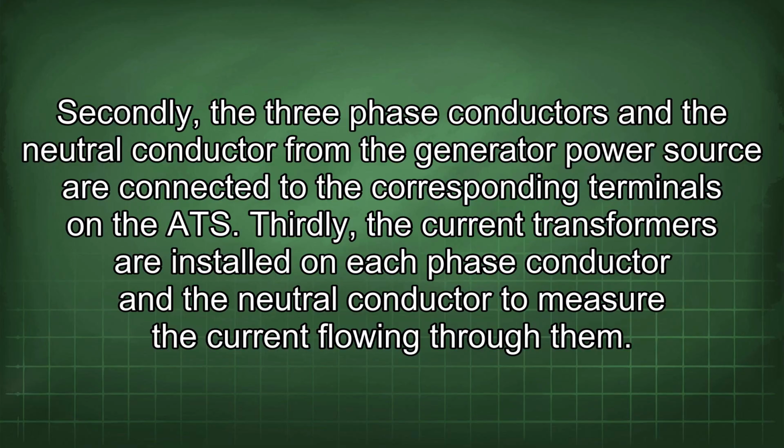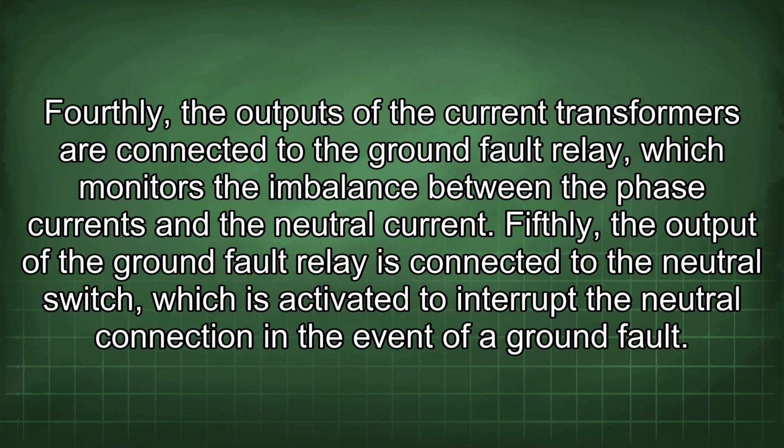Thirdly, the current transformers are installed on each phase conductor and the neutral conductor to measure the current flowing through them. Fourthly, the outputs of the current transformers are connected to the ground fault relay, which monitors the imbalance between the phase currents and the neutral current. Fifthly, the output of the ground fault relay is connected to the neutral switch, which is activated to interrupt the neutral connection in the event of a ground fault.